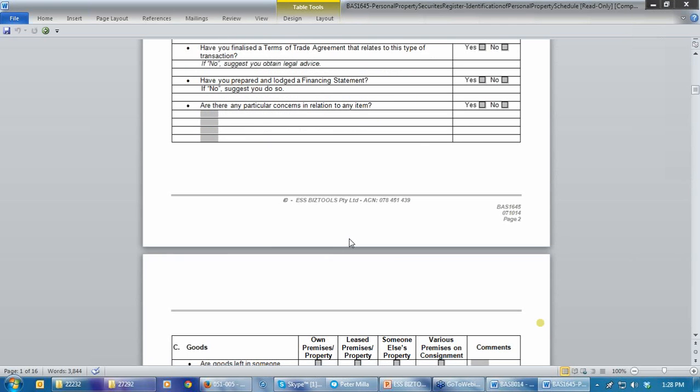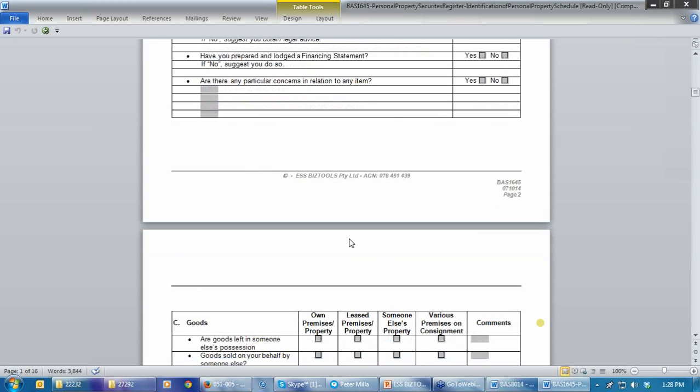I've had another question about the process: how do you actually register with the PPSR? I'll comment on that a little bit later as we come to that process.